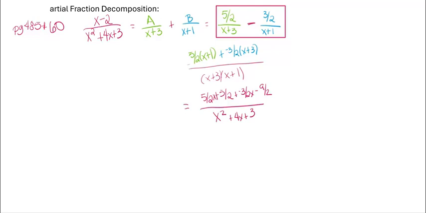And now if I add all my like terms up here on the numerator, then I get 5/2 minus 3/2 is 2/2 x, and then 5/2 minus 9/2 is negative 4/2, over x squared plus 4x plus 3. You can see that that does simplify into 1x minus 2 over that denominator, which is what we started with over here. So I did decompose my fraction correctly. And hopefully you did too.